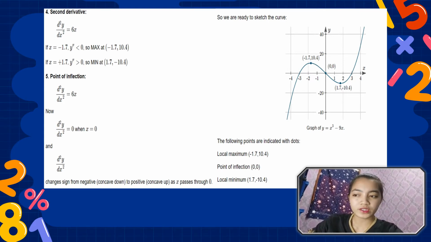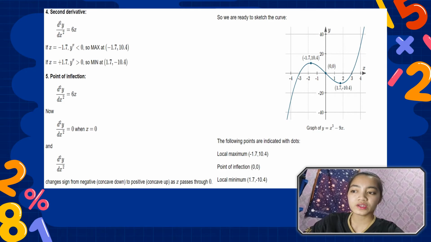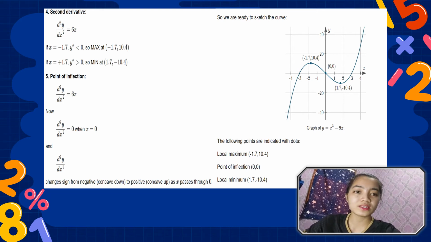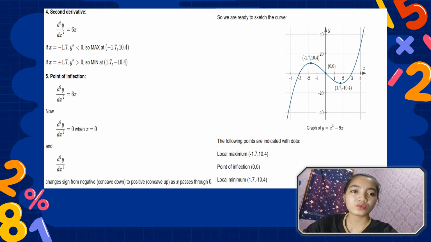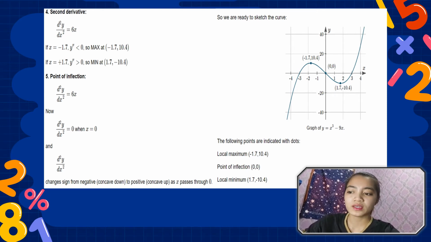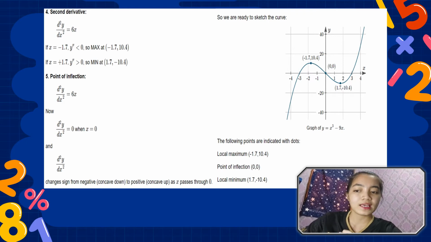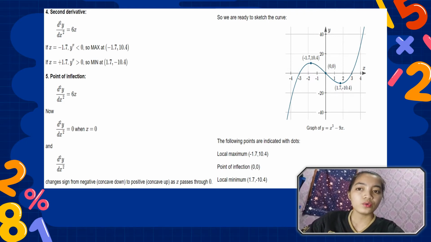Point of inflection: d²y/dx² = 6x. Now, d²y/dx² = 0 when x = 0. And d²y/dx² changes sign from negative, concave down, to positive, which is concave up, as x passes through 0. So we are ready to sketch the curve.